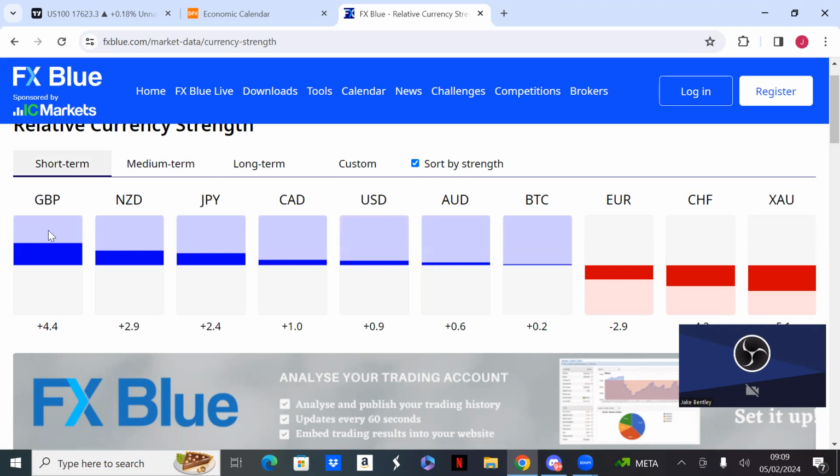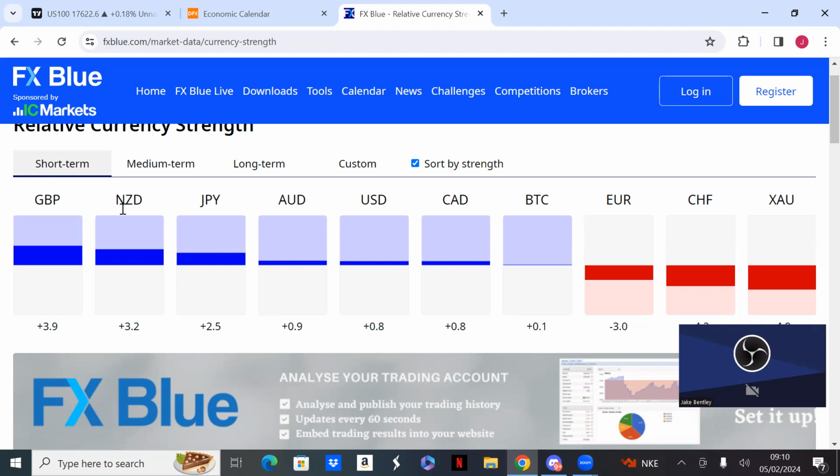Short term, Bitcoin loses its strength and goes to a positive 0.2. The USD takes over. So short term, obviously Bitcoin probably in that consolidation period still. The Great British pound is a positive 4.4. The yen's a positive 2.4. Gold is all the way at the bottom at a minus 4.9 now.